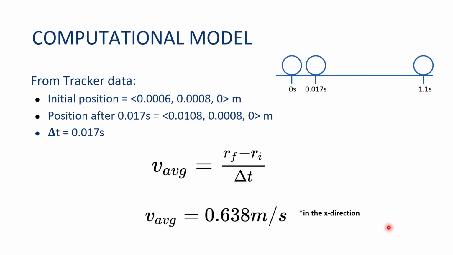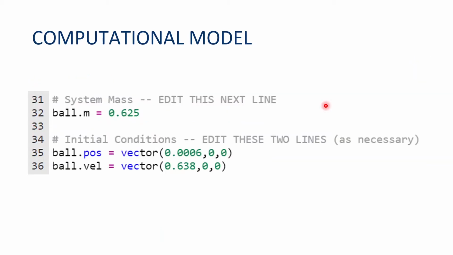For the computational model, from Tracker we get the initial position, and then we get the position after one time step, which is 0.017 seconds, the frame rate of the camera. We then can calculate the initial velocity using the average velocity formula and get 0.638 meters per second. In this diagram we can see that whether it is 0.017 seconds or 1.1 seconds, with Newton's second law of motion, this ball should remain at a constant velocity since there's no added force.